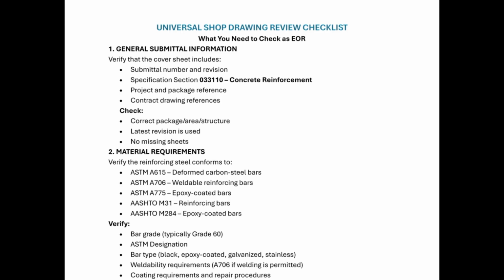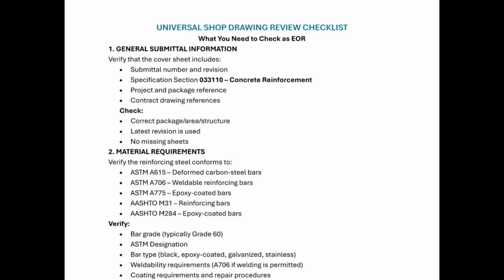Usually you will see submittal number, revision, specification section, project, and package reference, but sometimes the contract drawing reference would be missing, which will be very hard for you to understand the shop drawing. That's why you need to know where the contract drawing references are. For that, you can email back to ask which contract drawing that shop drawing belongs to if you have no idea about it. So check the correct package or area or structure.